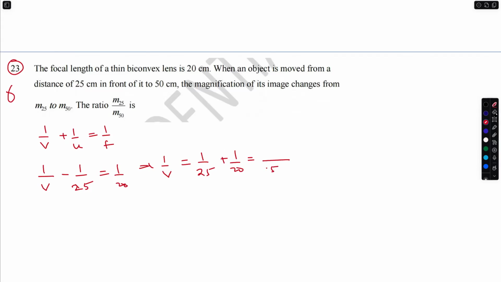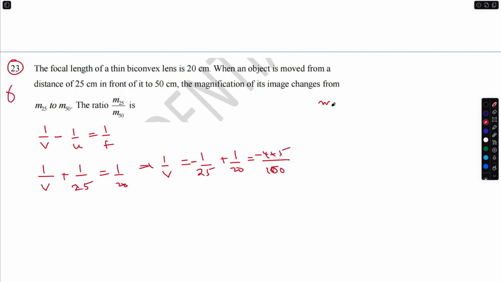1 by V minus 1 by U, 1 by V plus 1 by 25 is 1 by 20. So, minus 1 by 25, 1 by V plus 1 by 25 is 1 by 20. 1 by V is minus 1 by 25 plus 1 by 20. So LCM is 100. So minus 4 plus 5.